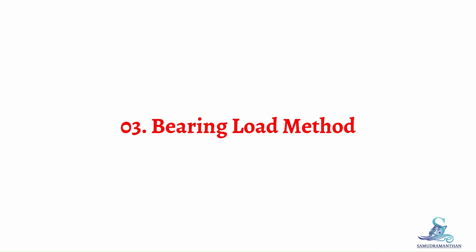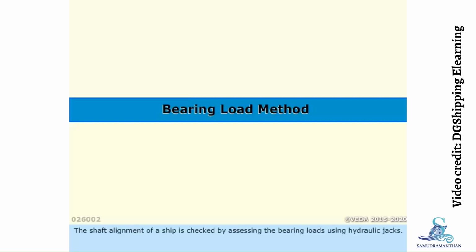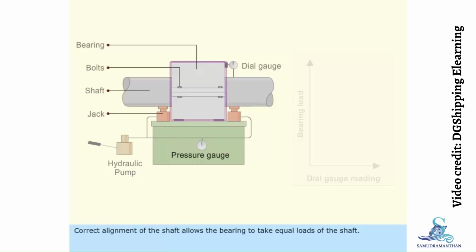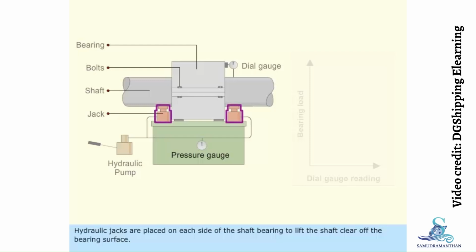Topic 3: Bearing load method. The shaft alignment of a ship is checked by assessing the bearing loads using hydraulic jacks. Correct alignment of the shaft allows the bearing to take equal loads of the shaft. Hydraulic jacks are placed on each side of the shaft bearing to lift the shaft clear off the bearing surface.